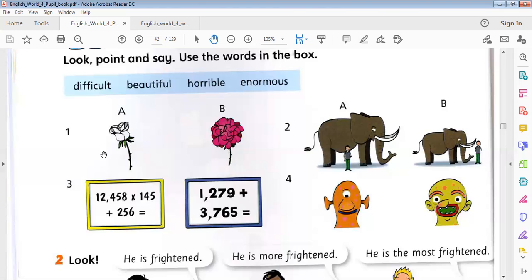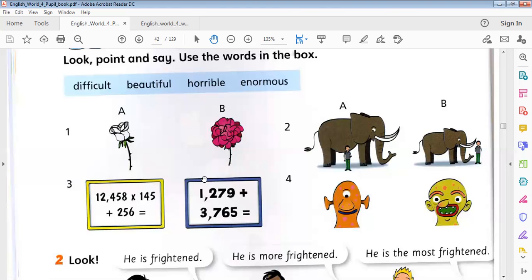And also, how can we write the sentence? Let's say we have to use enormous. I'll give you the word enormous and I'll say use it and compare. What's the name of this animal? Elephant. Well done. This elephant is, you have to use is, either is or are. So this elephant is enormous, but this elephant is more enormous. You just write more, that's all.